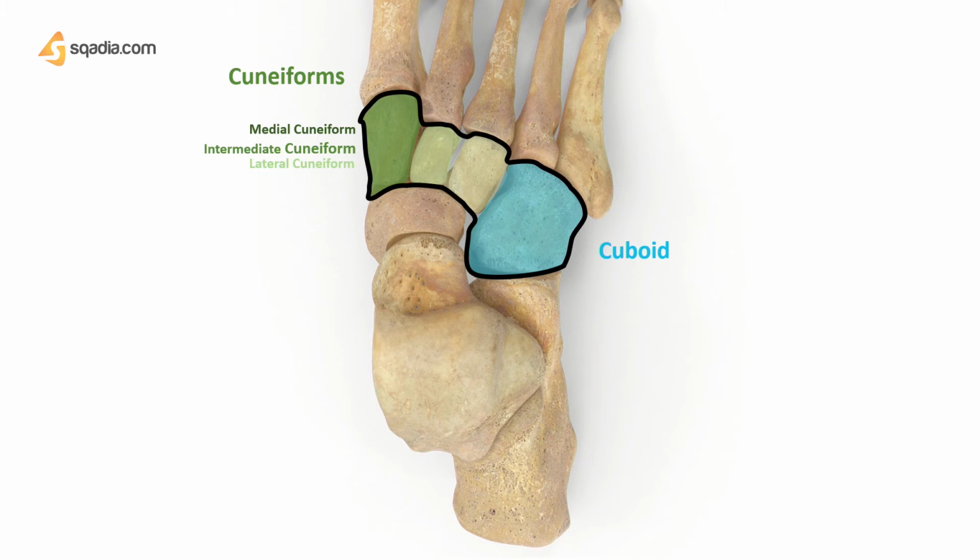As the name indicates, it is cuboidal in shape. It lies anterior to the calcaneus bone and behind the fourth and the fifth metatarsals. The cuboid bone is one of the major bones in the midfoot because it has many articular surfaces. The first bone in the distal row is the cuboid.